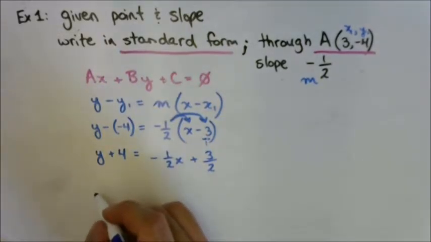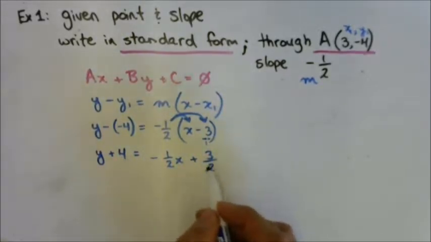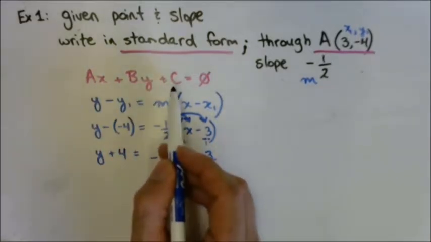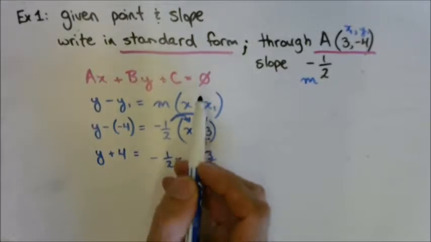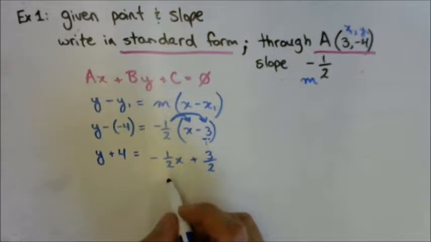Now I want to get this in standard form. So I don't actually need to move all my numbers to the right and leave my y on the left. Look, I want my x's, y's, and my constant all on the left with 0 on the other side. So let's go ahead and start moving our terms from the right to the left-hand side here.